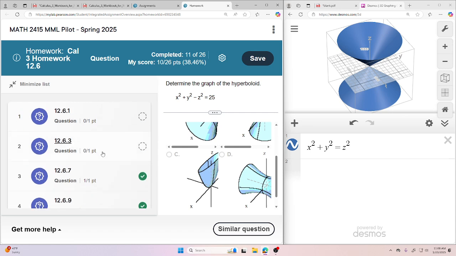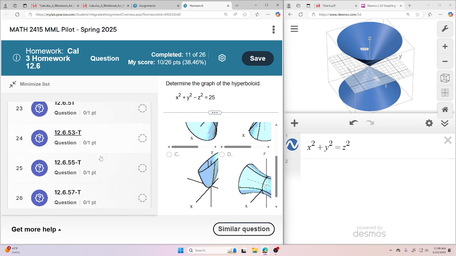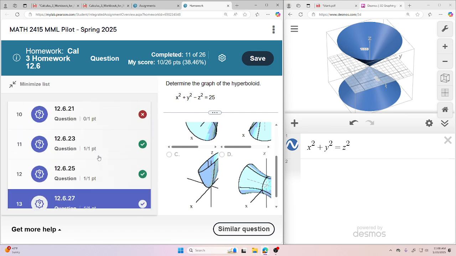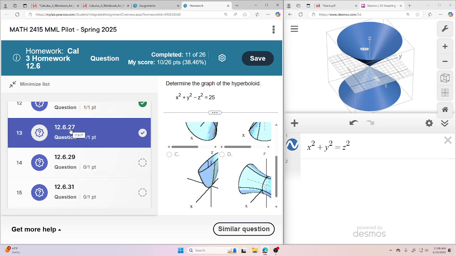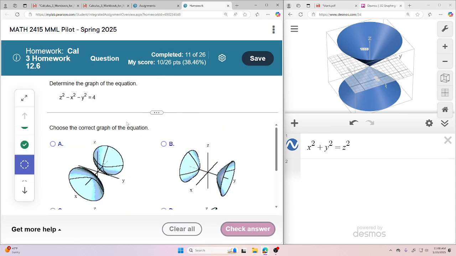I want to look ahead here. We've got 26 total. We're on 13. We're doing pretty well. So, let's keep cruising. I mean, I love to see the new ones. It's not boring to me.